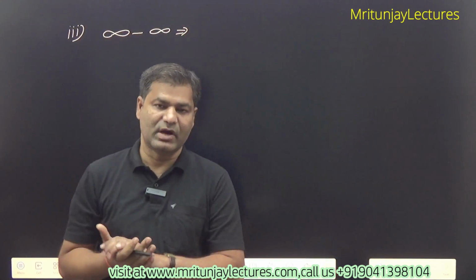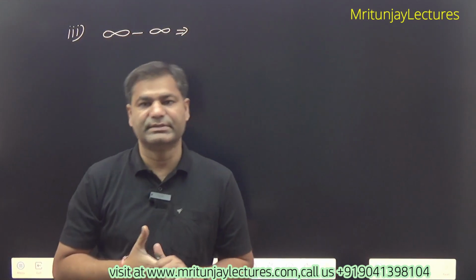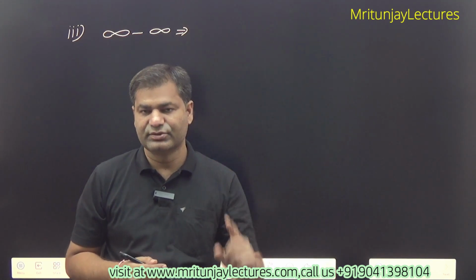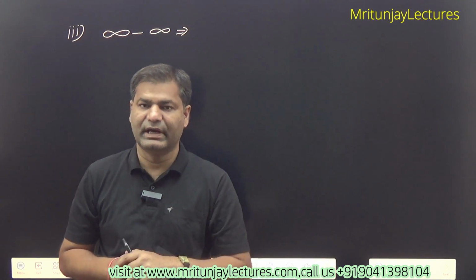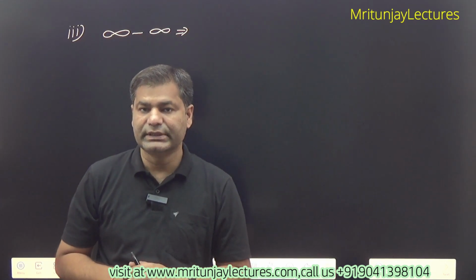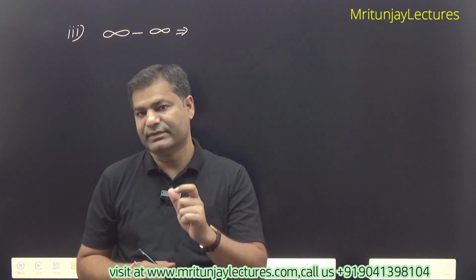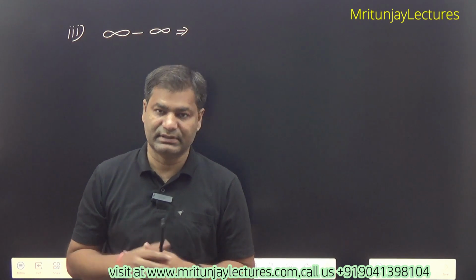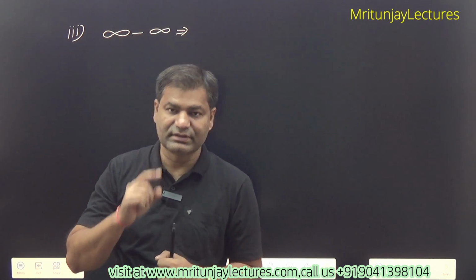Infinity minus infinity: how can we solve infinity minus infinity based problems? The first form is 0 by 0, the second is infinity by infinity, and the third is infinity minus infinity. First of all, infinity minus infinity is an indeterminate form. So first of all, look here.